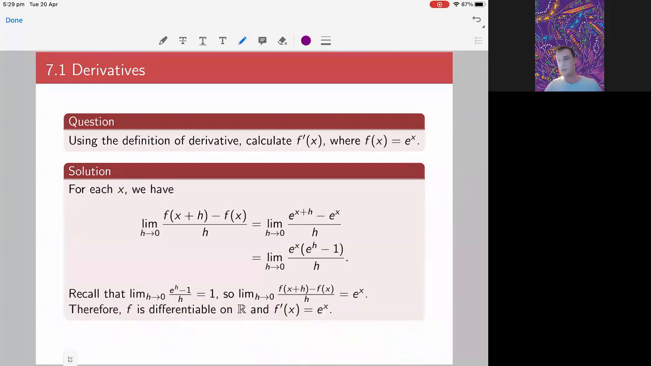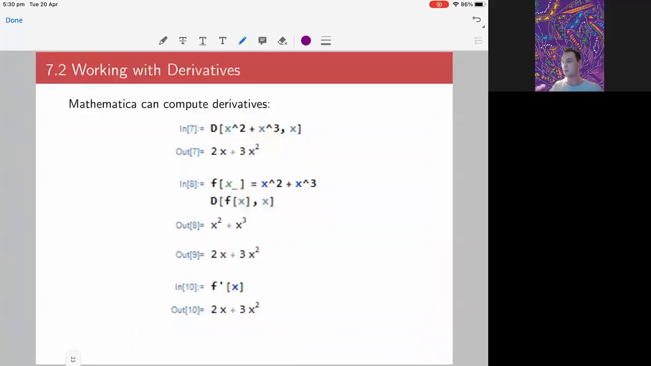Before we move on, just summarizing this particular question here. The conclusion of what we've just done is that f is differentiable everywhere, and the derivative of f is the same as e to the x. What is particularly useful about derivatives from a data science perspective, or at least from the perspective of this course, is that Mathematica can do your derivatives for you.